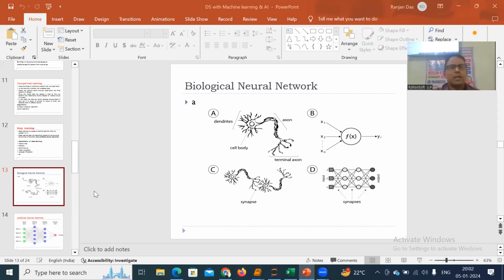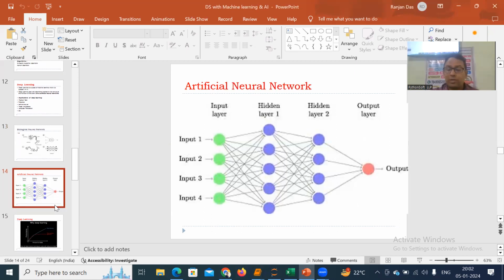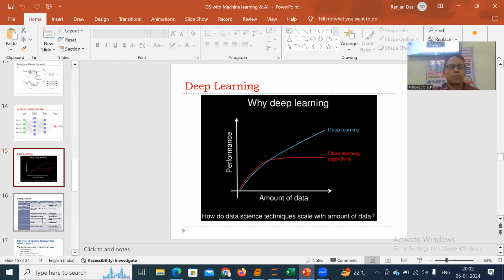Similarly, you can create an artificial brain. Nowadays, deep learning is a very crucial area. Lots of research is going on and it's an in-demand area. If the amount of data is less, machine learning is good. If the amount of data is more and complex, then it's better to go for deep learning.